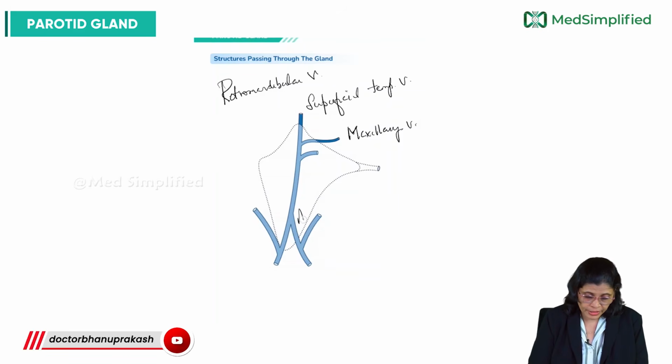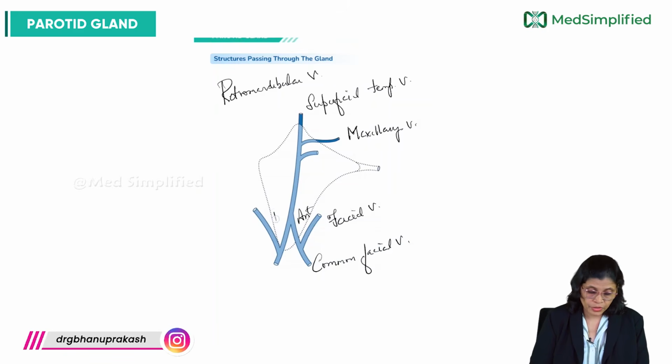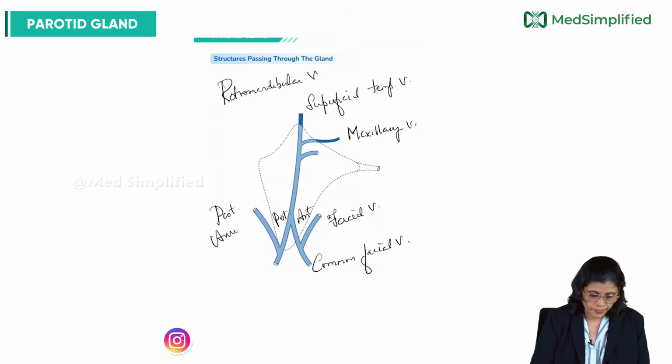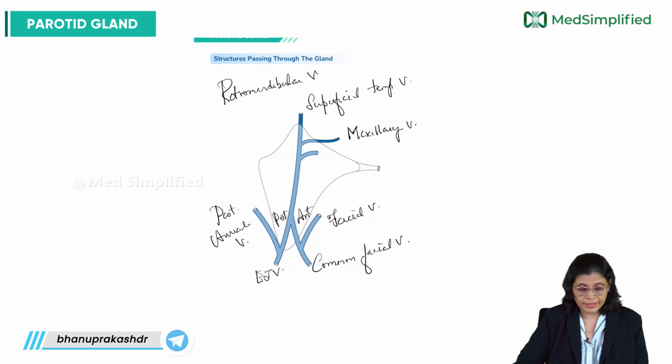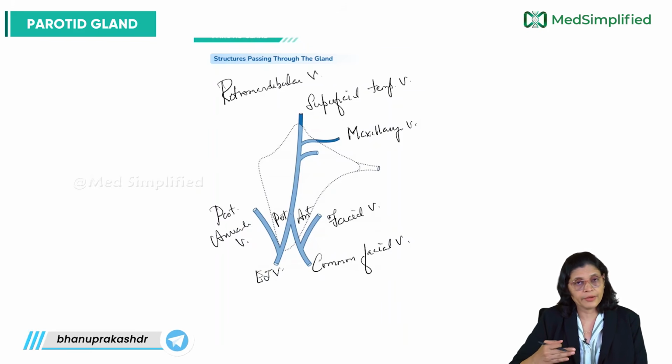The anterior division will join the facial vein and forms the common facial vein. The posterior division will join the posterior auricular vein and forms the external jugular vein. Okay, so that is about the retromandibular vein, which forms and again divides into its divisions within the parotid gland.